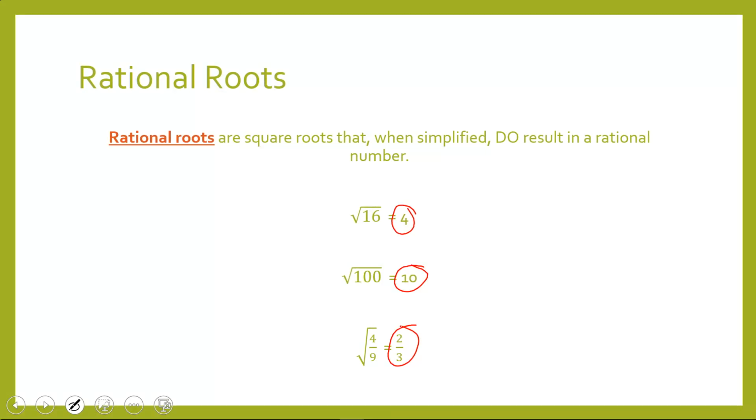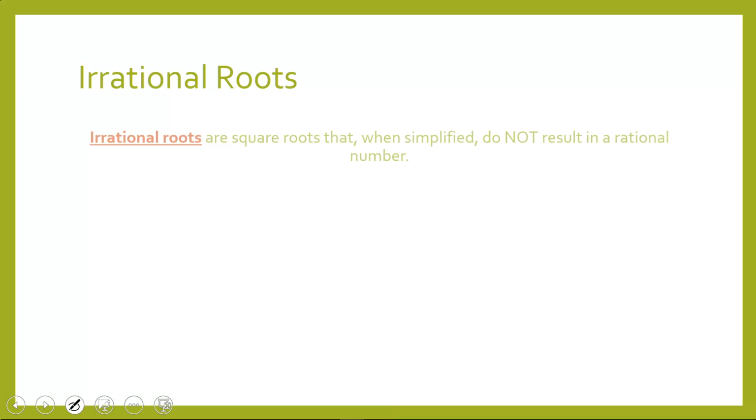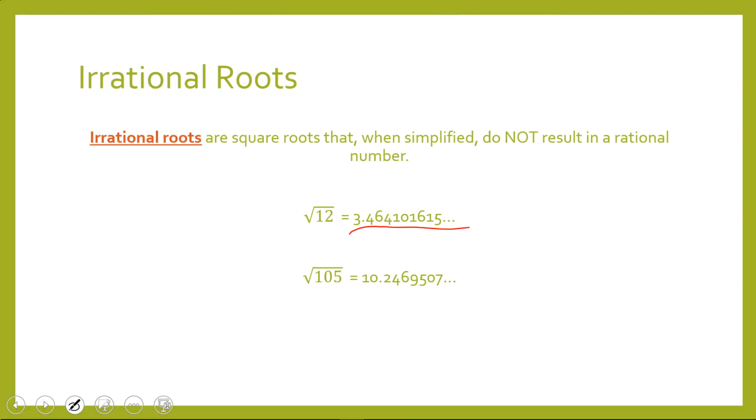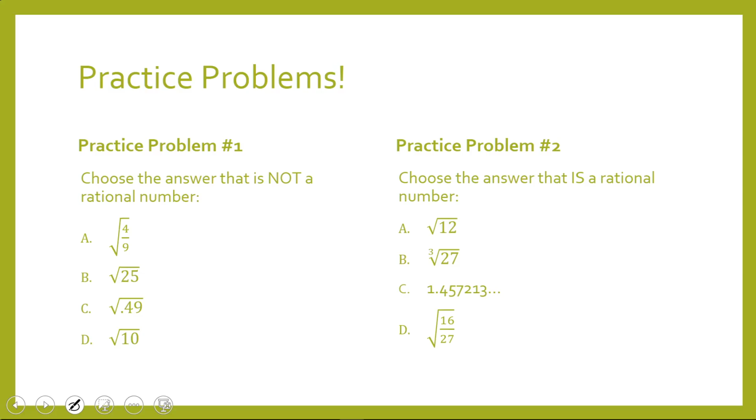Now, there are things that are not rational, and here are some examples of irrational roots. These are square roots that, when simplified, do not result in a rational number. For instance, if I try to find the square root of 12, I get this really long number of decimals. They don't repeat and they never end. Now the square root of 105 does the same thing. It has decimals, they don't repeat, and they never end. So when you're looking at these, you can see that these are irrational because they go on forever and they do not end.